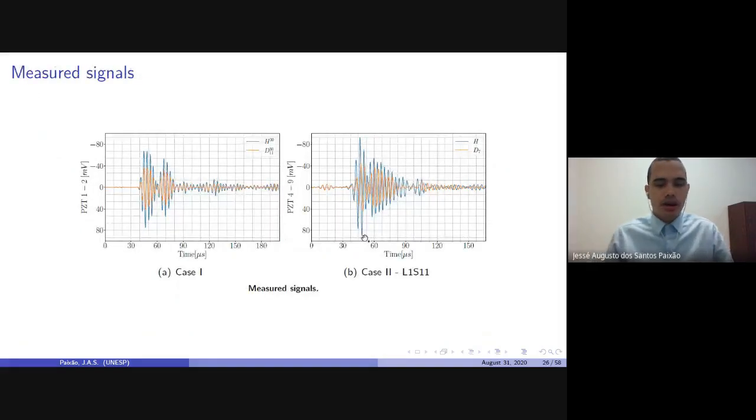Here we have an example of measured signals in both application cases. In application case one, we have simulated damage, and we have a comparison between the signal acquired in the health condition and in the damage condition at 30 degrees Celsius. We can note that there is an attenuation of the Lamb wave propagation mode here. In the second case, where we have a real case of delamination induced by fatigue, we can notice a similar effect of attenuation, but there is also a delay between the reference signal of the health condition and the damage condition 7.